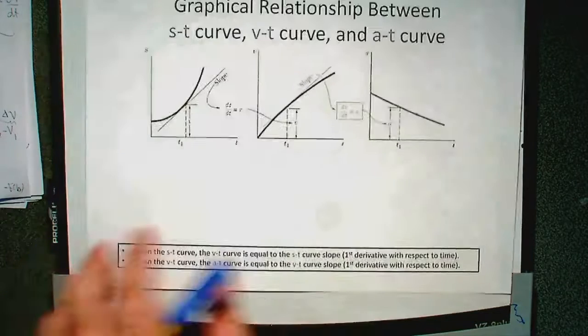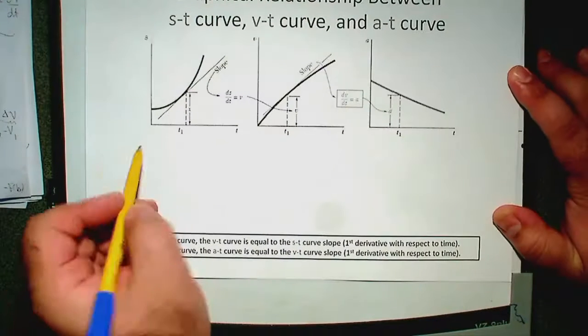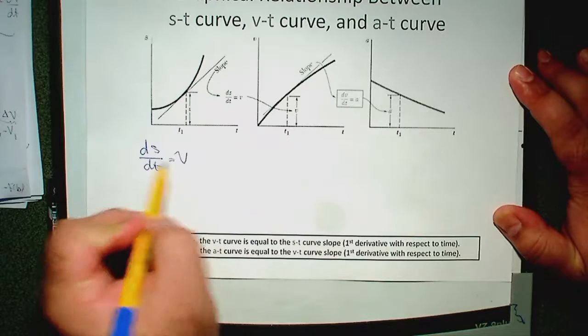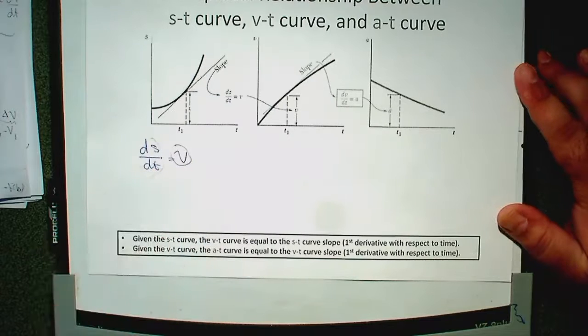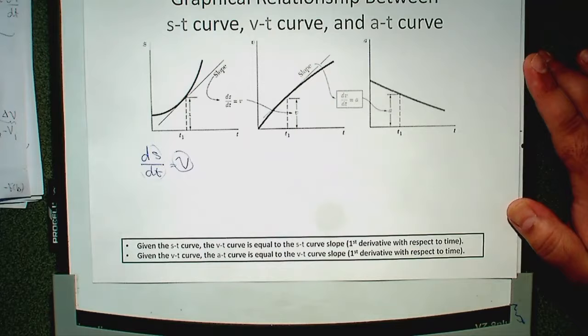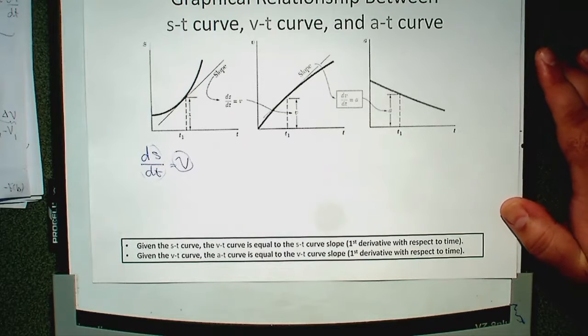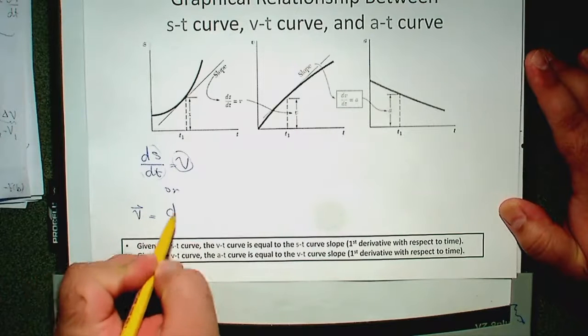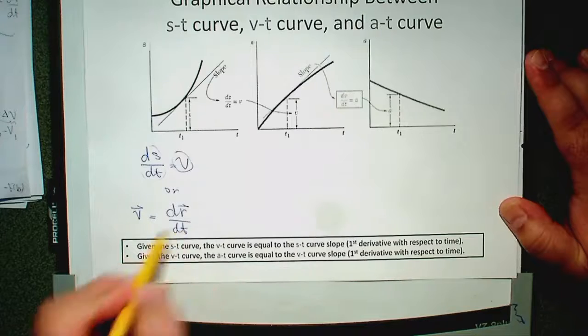Now, if I want to summarize, from the definition we came up with this one: speed is nothing more than the first time derivative of distance traveled, or in vector form, velocity is nothing more than the first derivative of the position vector.